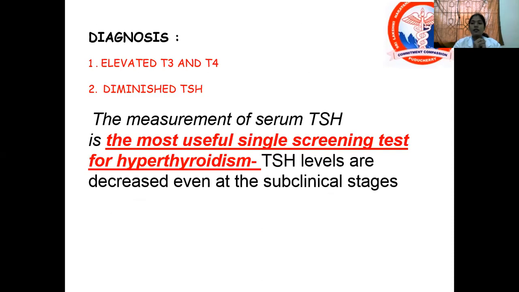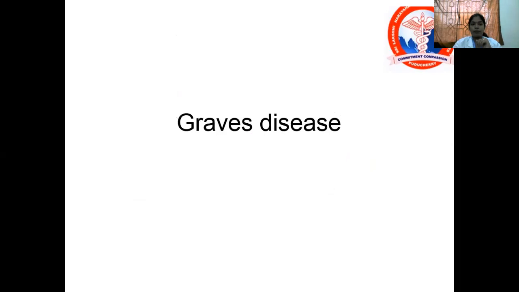So the diagnosis is mainly with the help of T3 and T4. The T3 and T4 will be elevated in this condition and the TSH will be diminished. The measurement of serum TSH is the most useful single screening test for hyperthyroidism. TSH levels are decreased even at the subclinical stages.